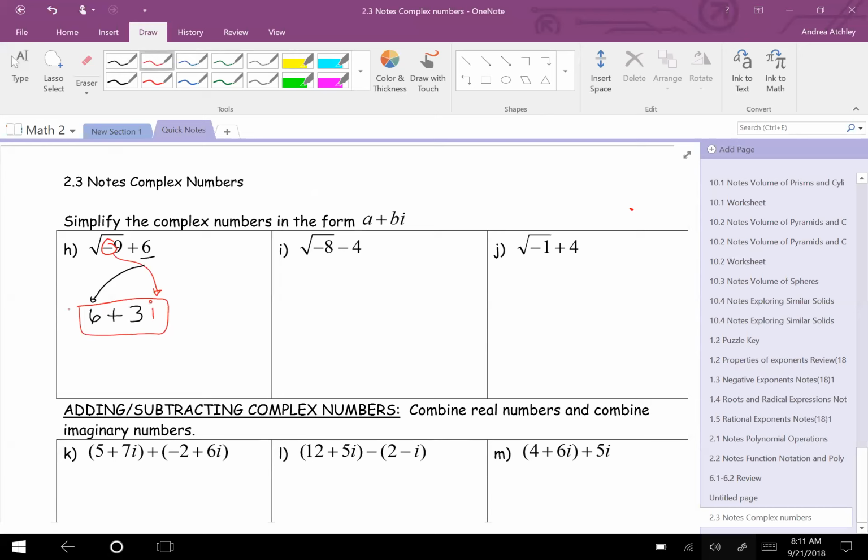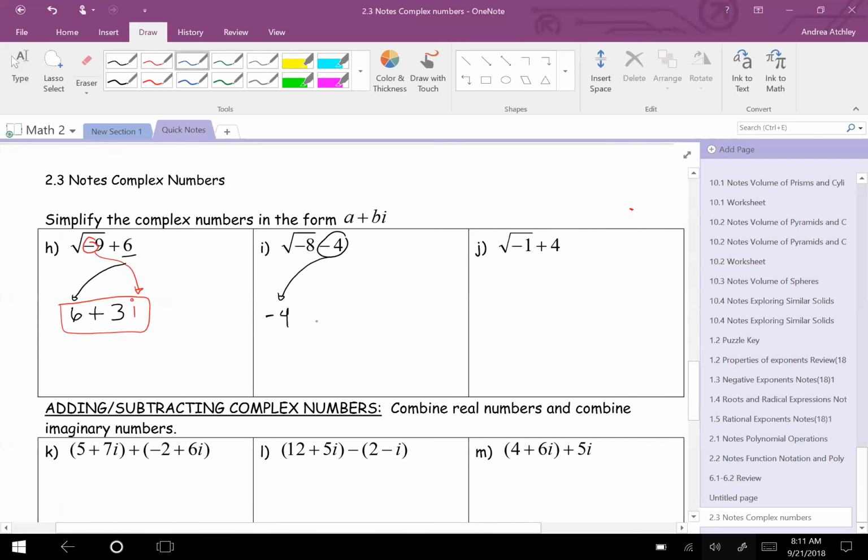Okay, the next one. Again, I need to have the -4 in front. So make sure you take the -4 and put it in front. Do I know the square root of 8? Nope. But I do know that it's a plus square root. It's got the negative, so I need the negative and the i in front. So this is i, and then square root 8.